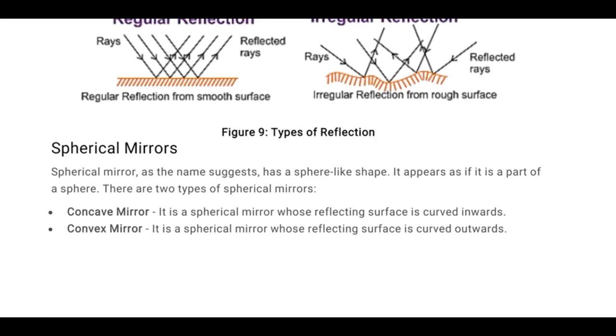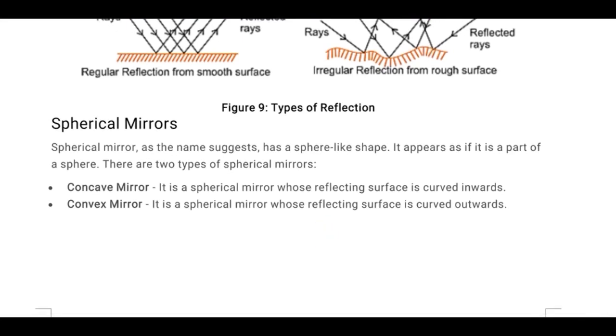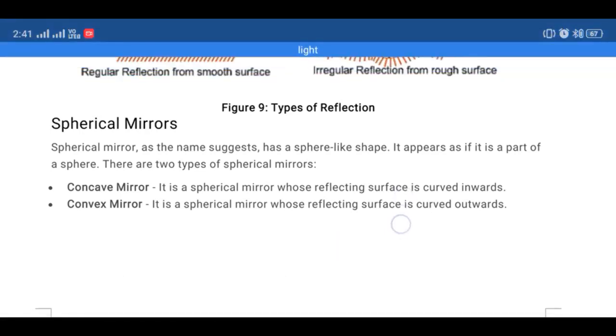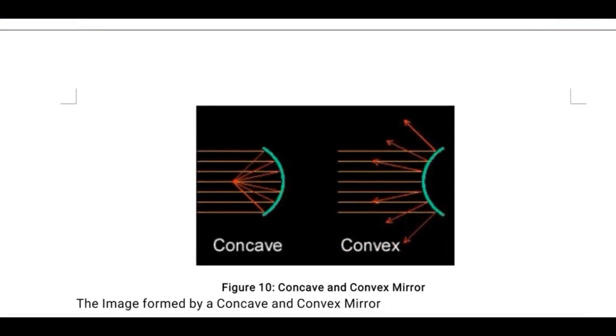Now we are going to see spherical mirrors. The name spherical mirror suggests it has a sphere-like shape, right? And it is categorized into two types: one is concave mirror and another is convex mirror. A concave mirror is a spherical mirror whose reflecting surface is curved inward, and in a convex mirror, the reflecting surface is curved outward. For the best example, take an eating spoon. You can see both the mirrors. The eating surface of the spoon is concave. The opposite surface is convex.